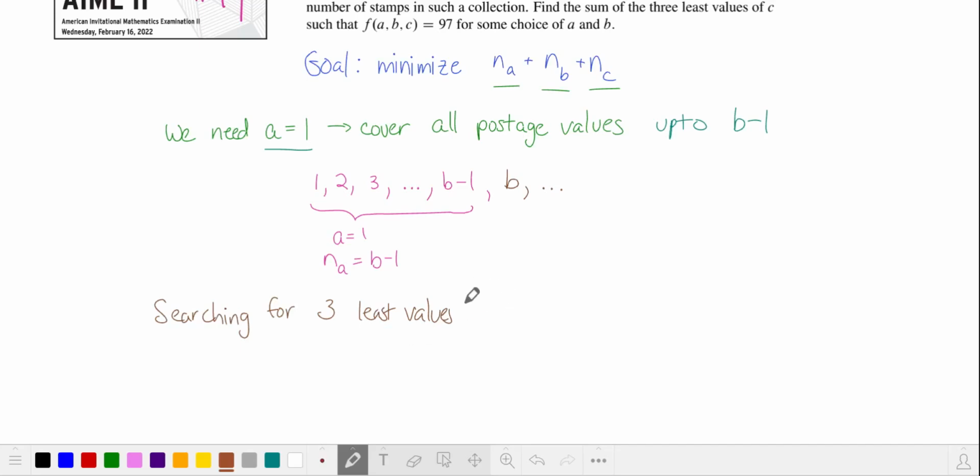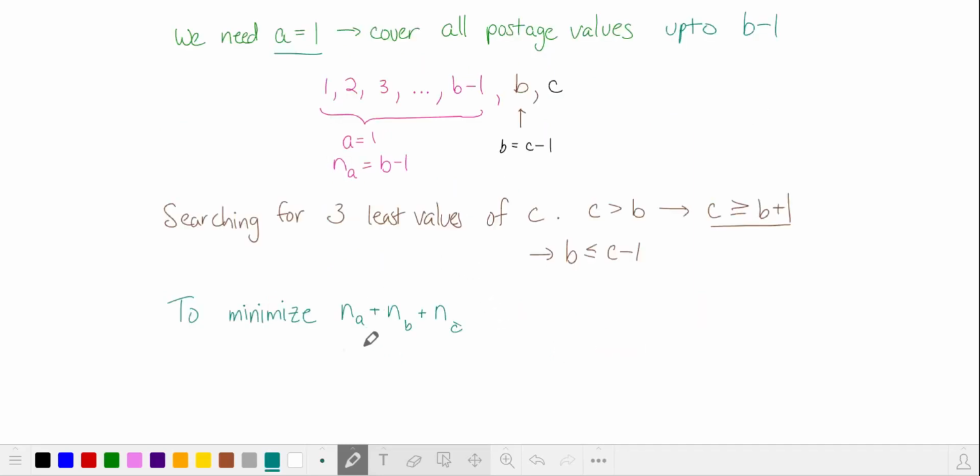We are searching for the 3 least values of C, and since C must be greater than B, the smallest value of C is B plus 1. So we'll start with this value, which means B is less than or equal to C minus 1. Since we want to minimize our total number of stamps, we only need 1 stamp with value B.